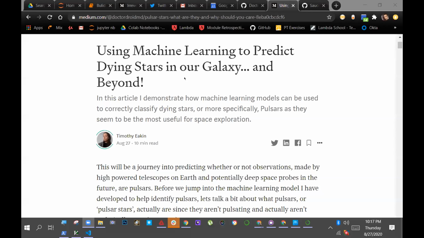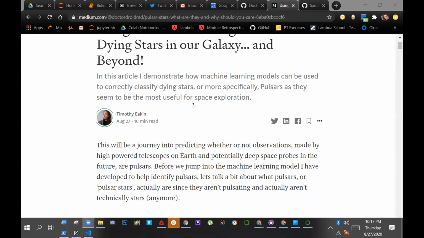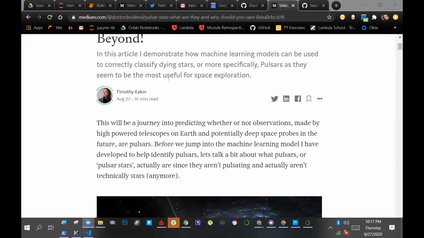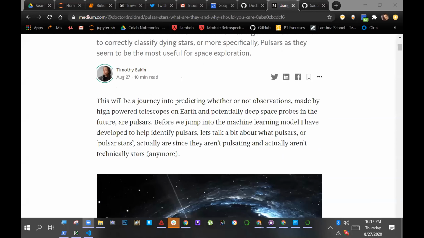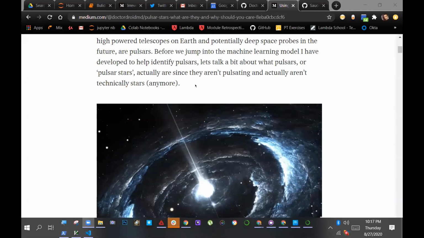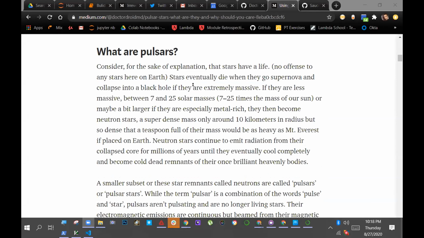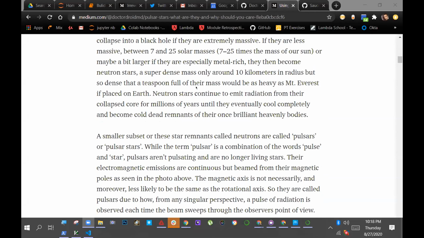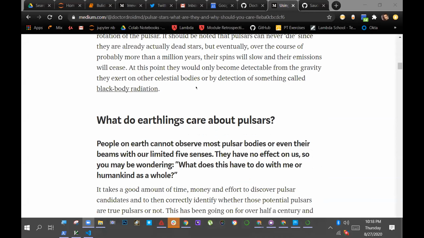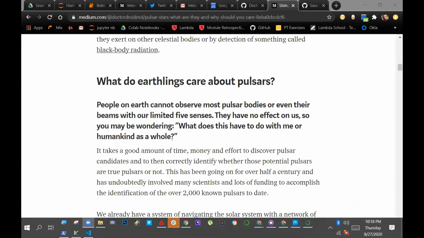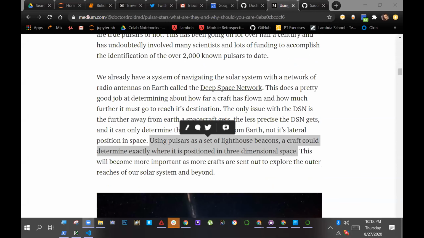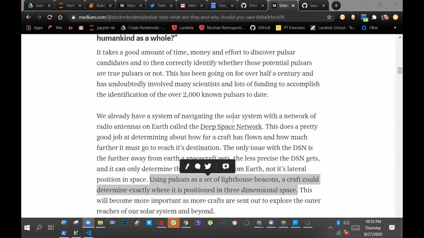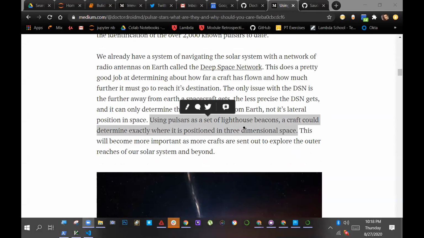All right, using machine learning to predict dying stars in our galaxy and beyond, and more specifically pulsar stars, since they seem to be the most useful for space exploration. I go a little bit into what pulsars are. If you don't know, please feel free to check the blog and read. But why do Earthlings care about pulsars? Specifically because using pulsars as a set of lighthouse beacons, a craft could determine exactly where it's positioned in three-dimensional space. A little bit better than the Deep Space Network can do because it only shows distance from Earth.